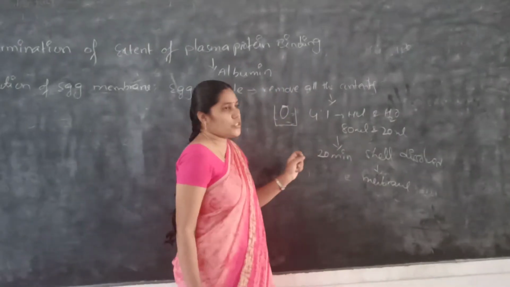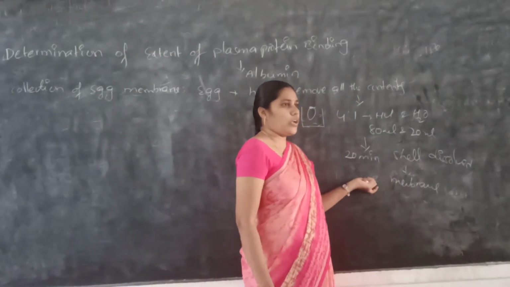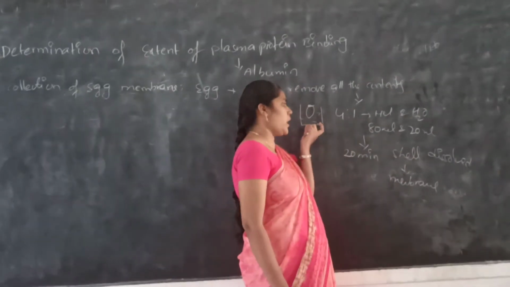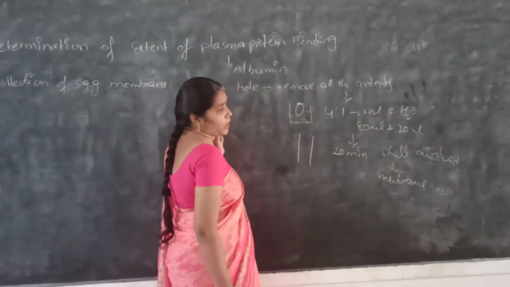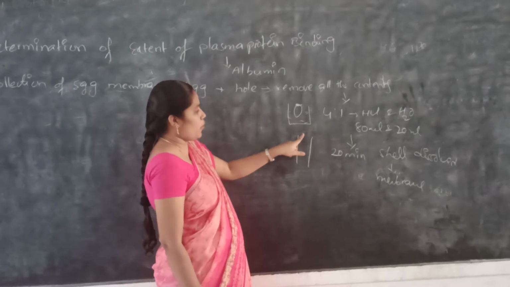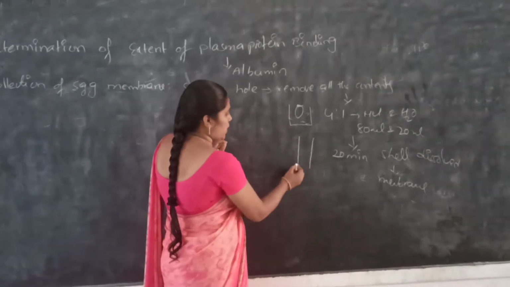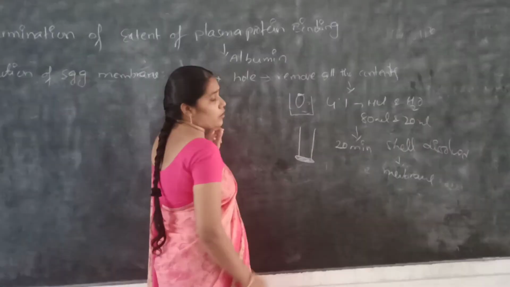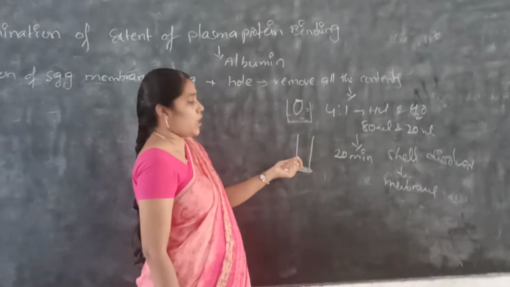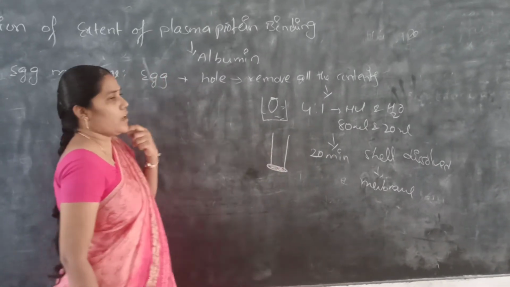After that, we need to collect it and wash with distilled water, and now the egg membrane is tied to the open cylinder. So we need to take an open cylinder. It is open at both ends. Now this egg membrane is tied to one end of the open tube. So that is the first step.